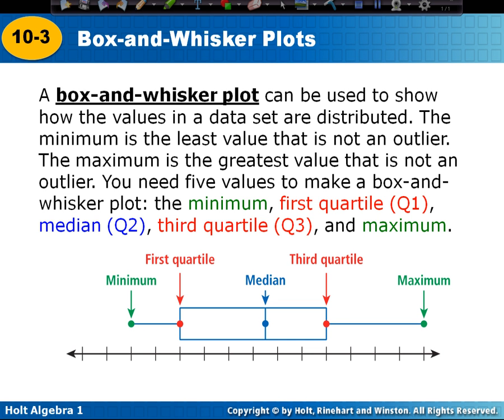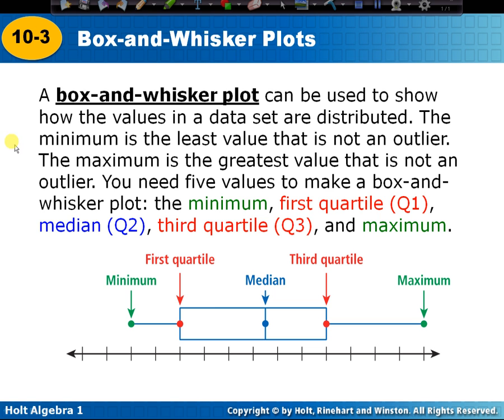The minimum is the least value that is not an outlier, and the maximum is the greatest value that is not an outlier. You need 5 values to make a box and whisker plot. You need the minimum number, what's called the first quartile or Q1, the median, which is also known as Q2, the third quartile, which is Q3, and the maximum.